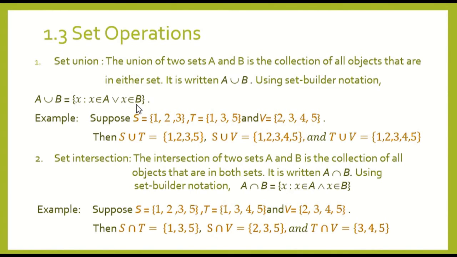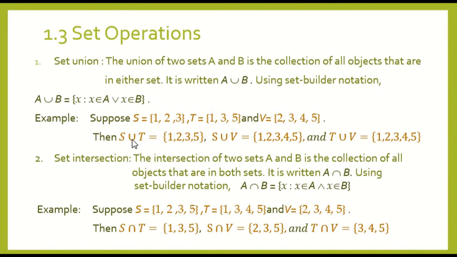Example, suppose we have this set S which has elements 1, 2, and 3. We have set T which has elements 1, 3, and 5, and set V which has elements 2, 3, 4, and 5. Then, S union T is equal to 1, 2, 3, 5.